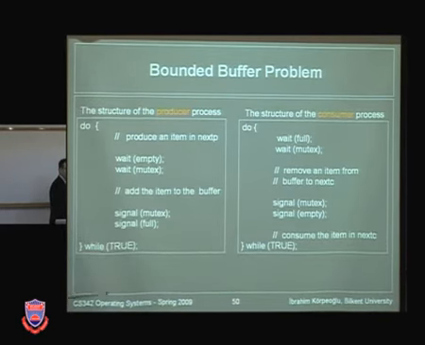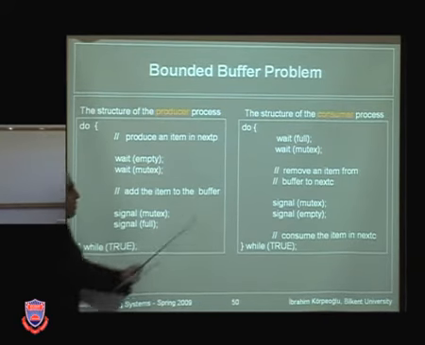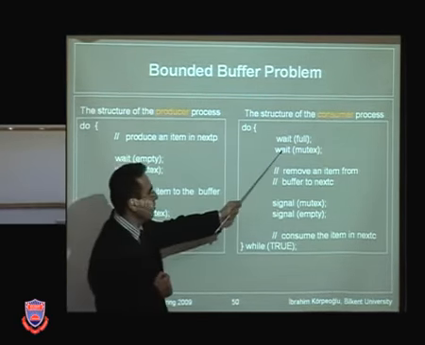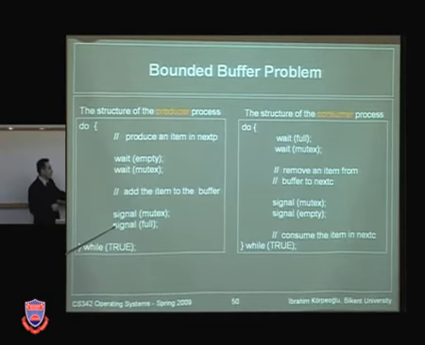So we issue a signal operation on the mutex, so that somebody else, for example the consumer, may be waiting around here to enter the critical region and remove an item. It will be able to remove the item after you issue a signal, okay? But we also do this.